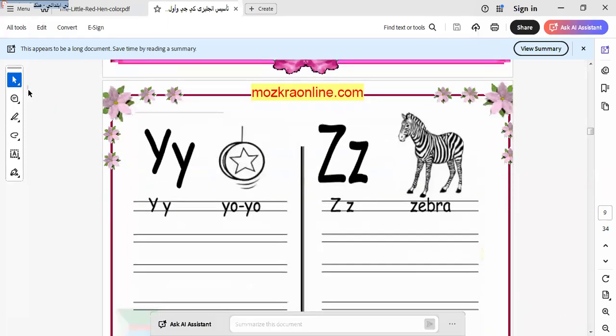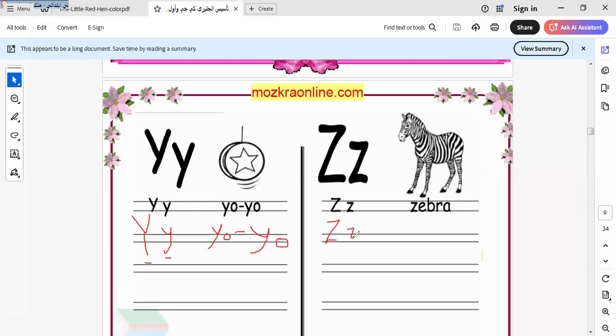Capital Y and small y. Here is capital Y, written like this, and this is small y. Here we have a mistake, a misprinting. It will be capital written like this and small written like this. Here is the word you, written like this. Okay, a new word, you.